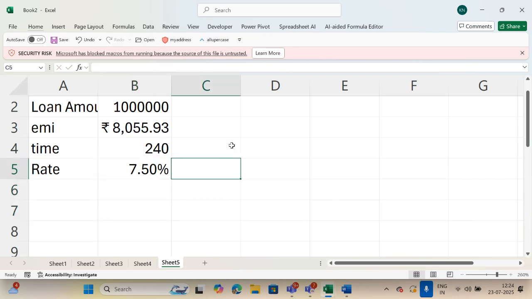The RATE function: equal to RATE. The first argument is the time. Then the second argument is the payment, what payment you made. The third is the PV. The fourth one is the FV, that is optional. Then type.